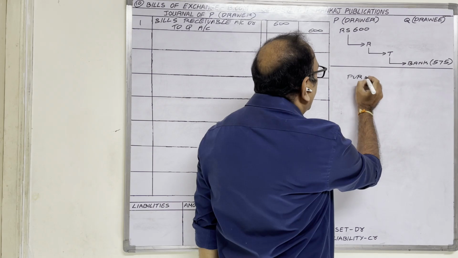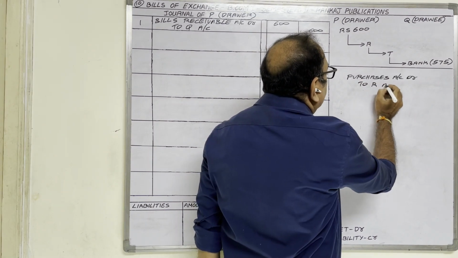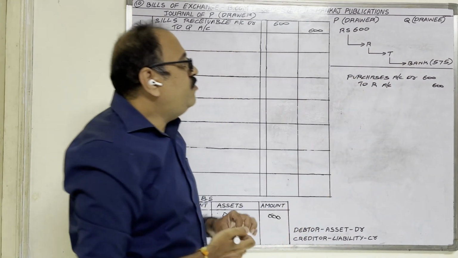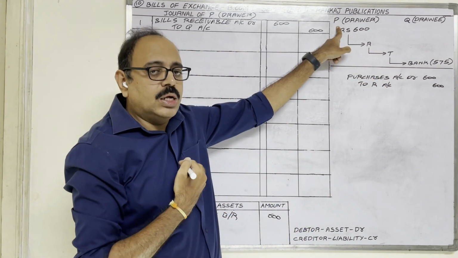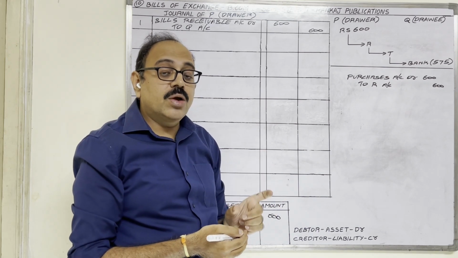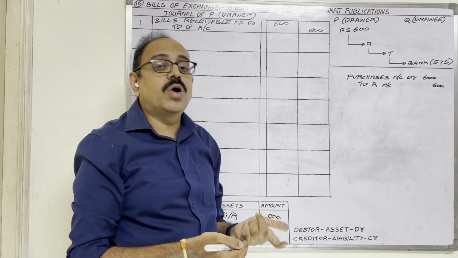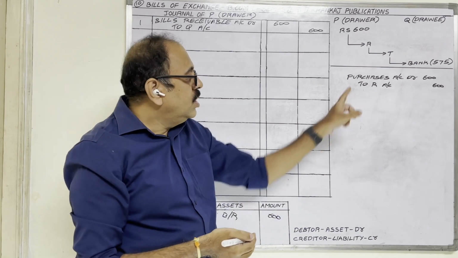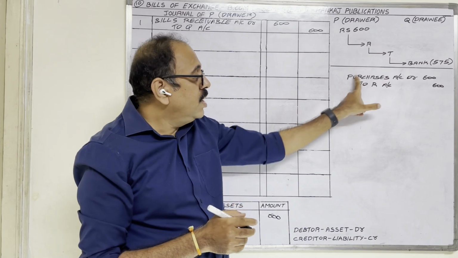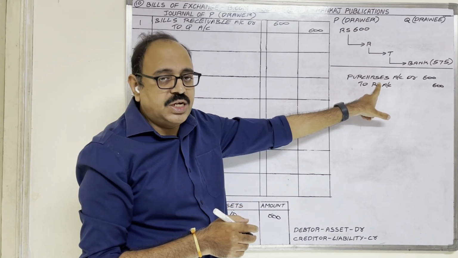Purchases account debit to R account, amount 600 rupees. When we are buying goods, goods are coming to us. Goods account is a real account. The rule is: debit what comes in, credit what goes out. Goods are coming in now, therefore we should debit the goods account. Instead of writing the goods name, write purchases account, the transaction name.